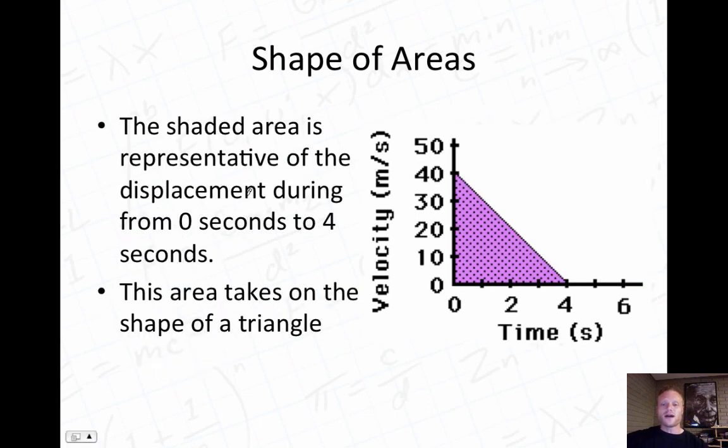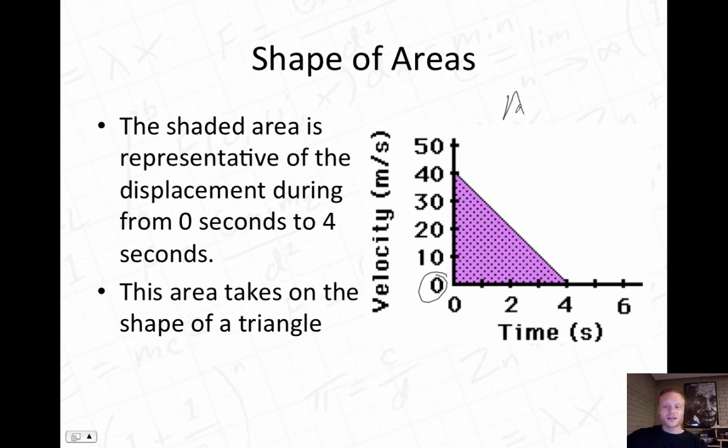Here we have a triangle-shaped graph, and you'll notice, what is this object doing? Being able to interpret graphs is important. If you look at this, it starts at 40 meters per second at time 0. What about at time 4 seconds? How fast is it moving then? You all would say 0. It actually stopped moving. So from time 0 to 4 seconds, it started at 40 and then it slowed down.